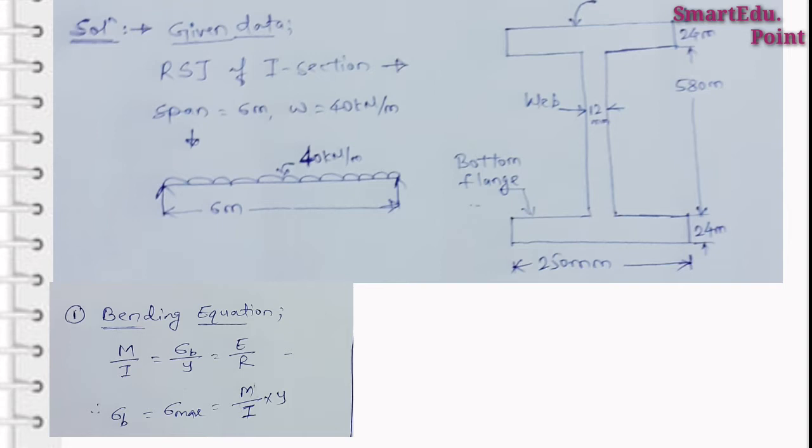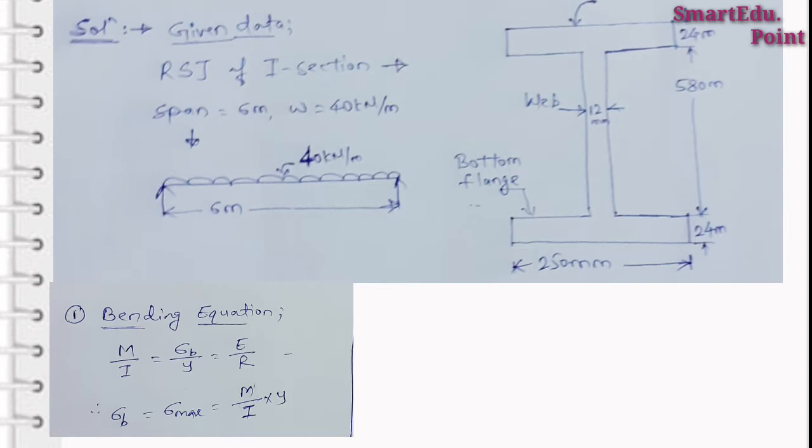Again, I by y is nothing but the section modulus, or we can change the formula as sigma b, or the maximum bending stress induced in the beam section, will be equal to the bending moment divided by the section modulus.